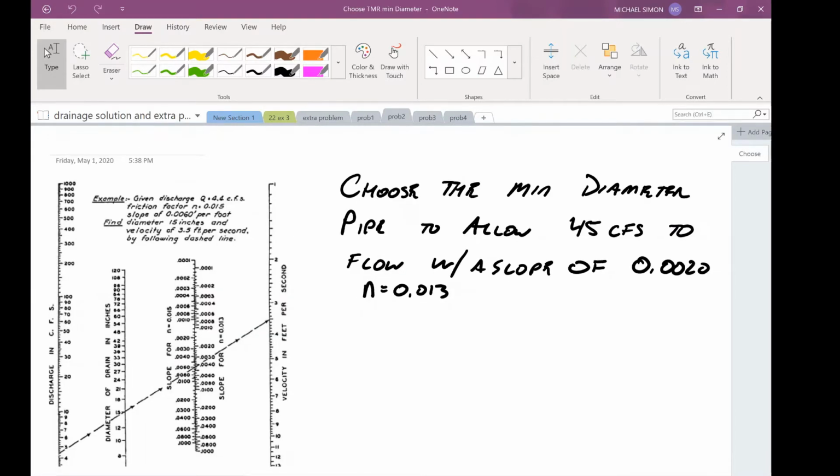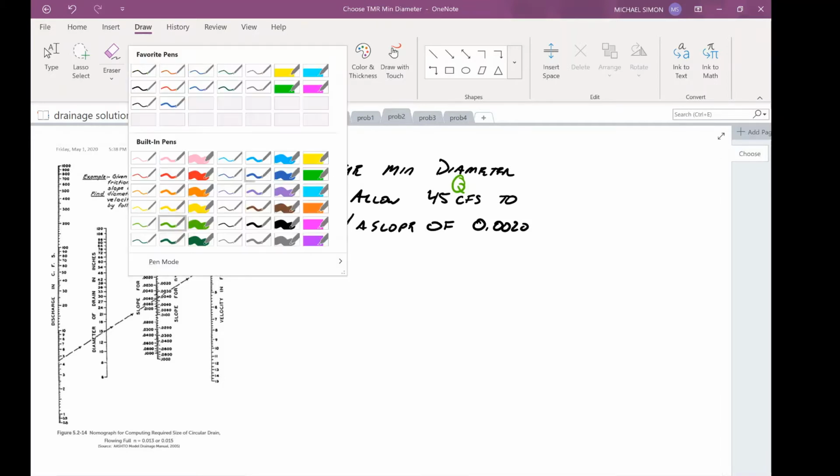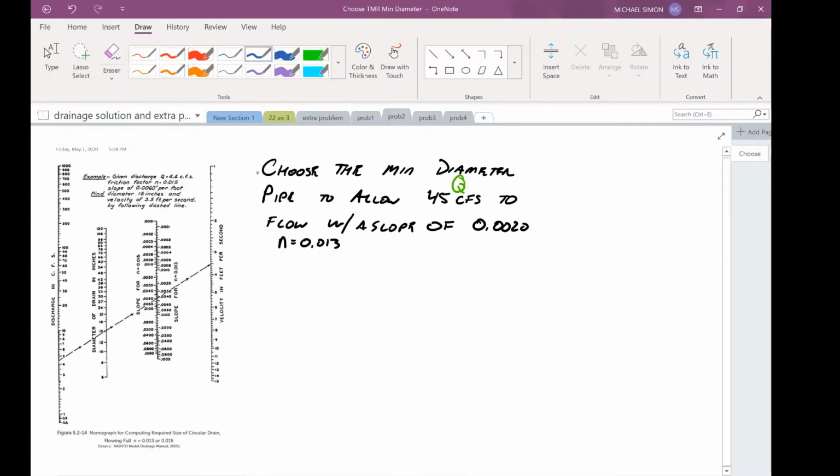Now on to problem 2. Find the minimum diameter pipe to allow 45 CFS, that's Q, to flow with a slope of 0.002. So let's see, this would be Q is equal to area times velocity. 45 CFS is equal to the area times the velocity. Well, we don't have area, we don't have velocity.